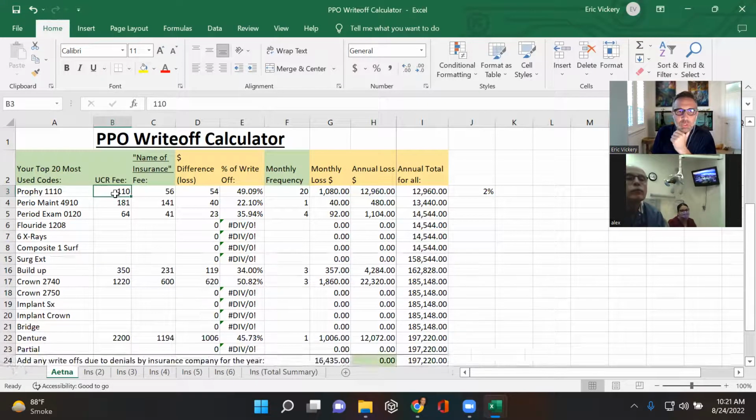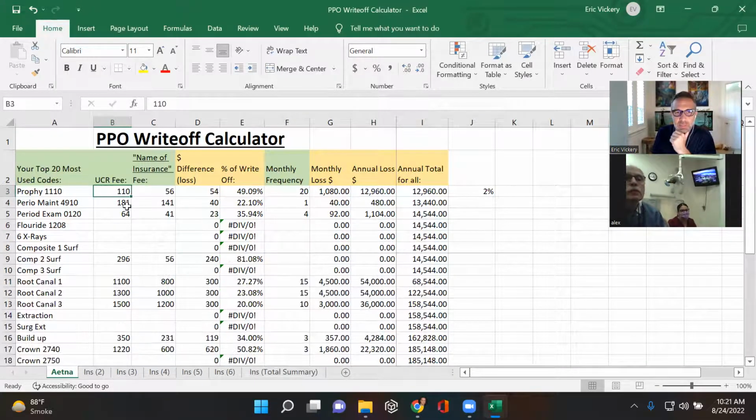I've given you 21 fees that you're going to put an example in for. We'll use real fees for you guys. So what is your office fee, your UCR fee for a pro fee? Right now it's 112. I wasn't too far off. And are you in network with Aetna? Yes. What is your Aetna pro fee? Probably like 56. Okay. So what happens is it tells us what the write-off percentage is, 50%.